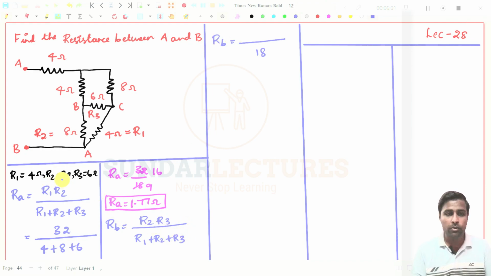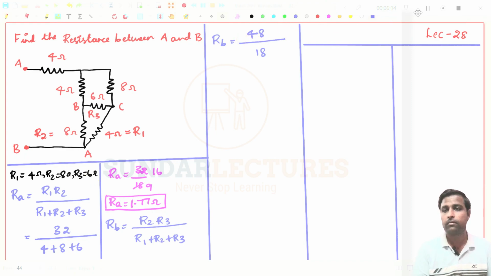And R2 into R3, what is R2? 6 into 8, right? So 6 into 8 we will get 48. And if I simplify this value, I will get RB is equal to 2.66. Then we will go for RC.